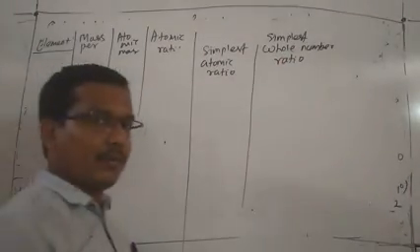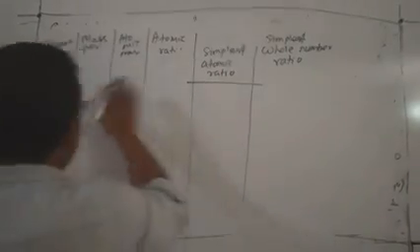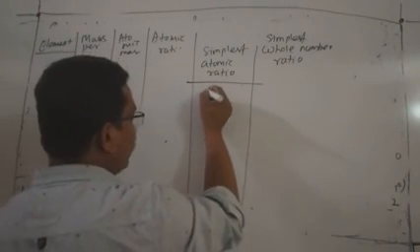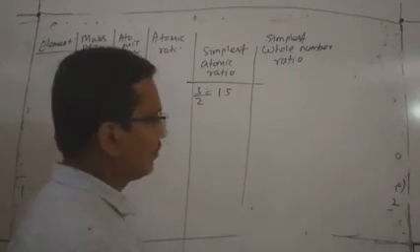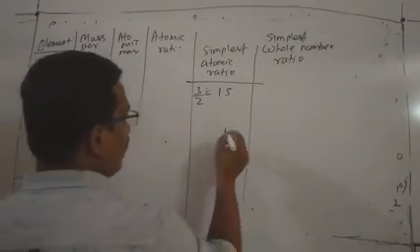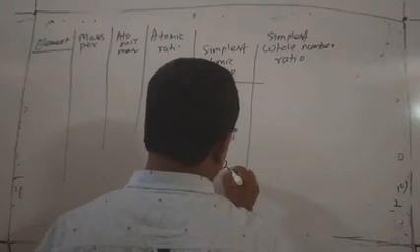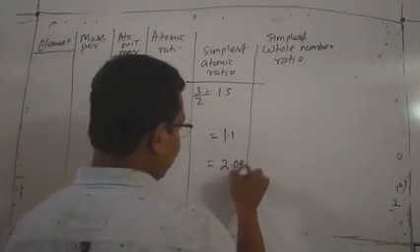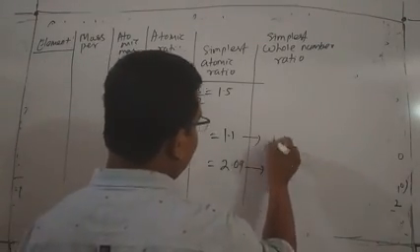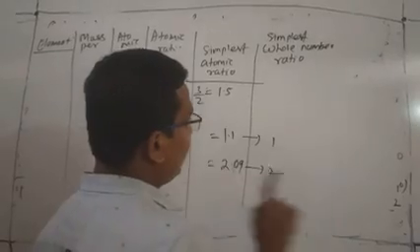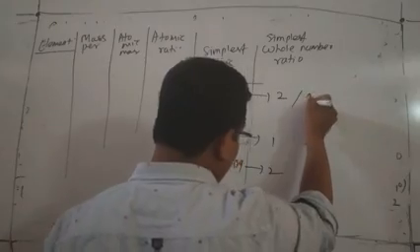You will face many problems in many questions. Suppose the simplest atomic ratio is 1.5, suppose 3 by 2 is your 1.5. Another is 1.1. Another is suppose 2.09. Remember, 2.09 is converted into 2, 1.1 is converted into 1. But remember, 1.5 cannot be converted simply into 2, or 2 cannot be converted into 1.